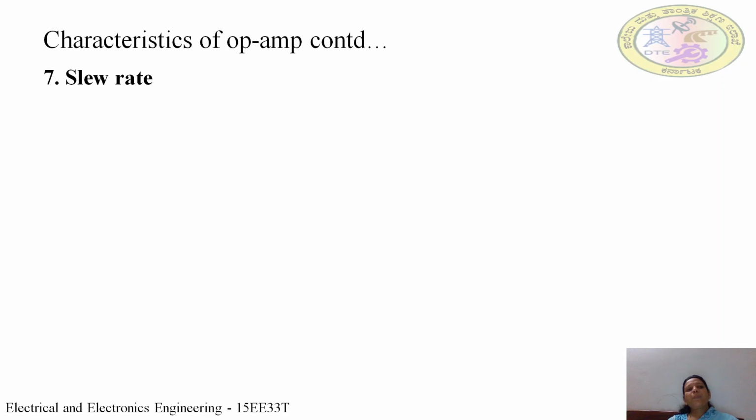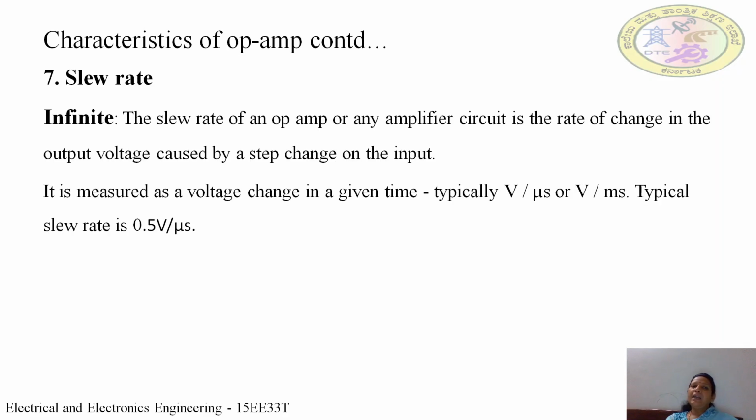Next, let's discuss the slew rate. The ideal operational amplifier has a slew rate of infinite. So what do we mean by slew rate? It is the rate at which the output of the operational amplifier would change upon the application of the input. So upon the application of the input, how long would the output of an operational amplifier take to change its state? So the slew rate is nothing but the rate of change in the output voltage caused by a step change on the input.